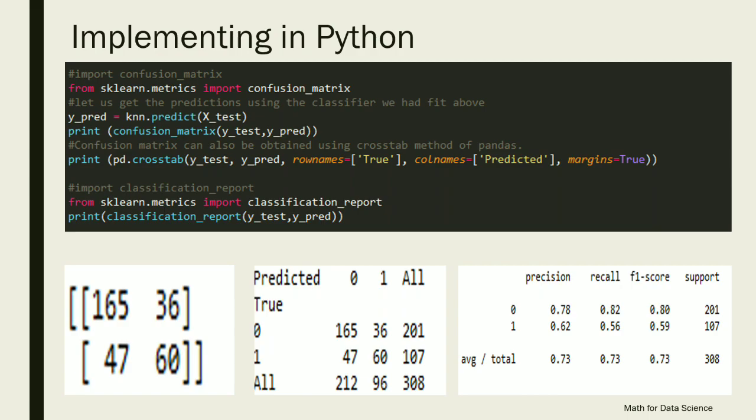The first thing which you can see in white is the normal printing of the confusion matrix. If you want it with labels, like you can see in the second one, we can use pandas crosstab. We also use pandas crosstab for confusion matrices, which will have certain written labels like predicted, true, false and all. And the third part, we can print the classification report.